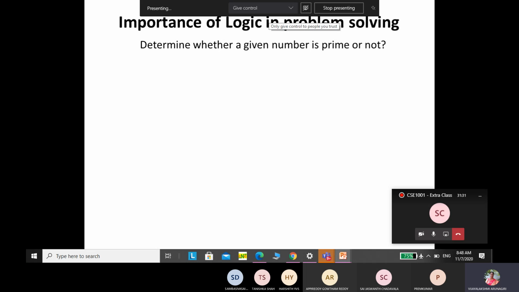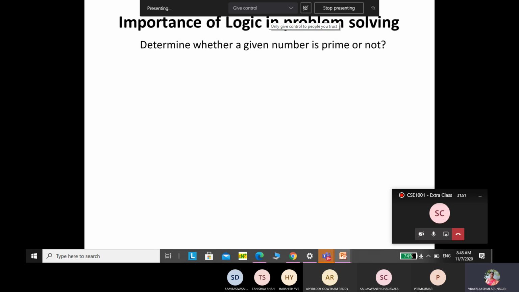Next question, please read it: determine whether a given number is prime or not. In your course also, we'll give only a problem alone. We won't ask any theory question or any other thing.